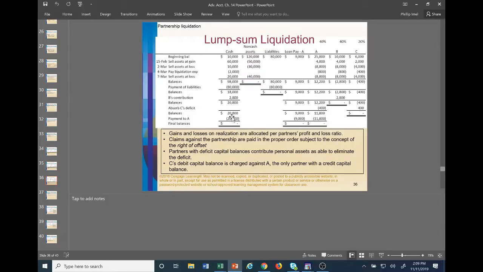Then from this point, we'll still have $20,800 in cash. This payment is all going to go to A, the $20,800. So no more balances. There's no more cash within the partnership, no more non-cash assets, and we don't owe any liabilities. But it's important to remember here that the $9,000 went for the loan payable to A. So that's where the first $9,000 went. Then the rest, the $11,800, went to satisfy what he still had within the company. So that's how we do a lump sum liquidation, the order of operations and how we go about doing that.